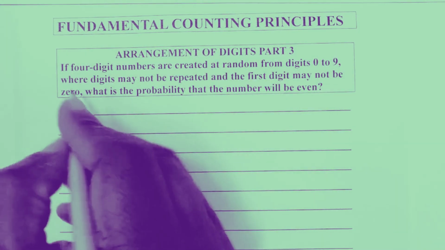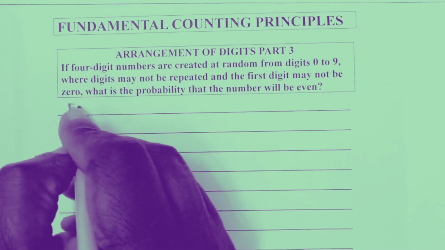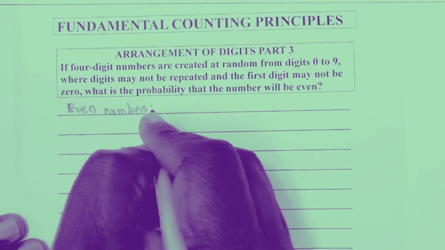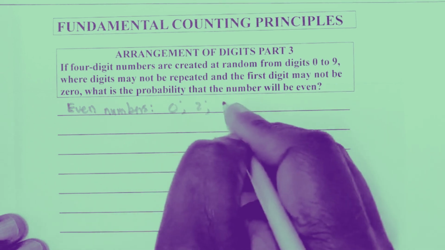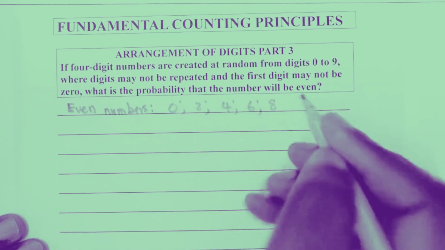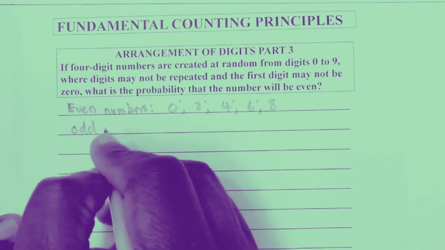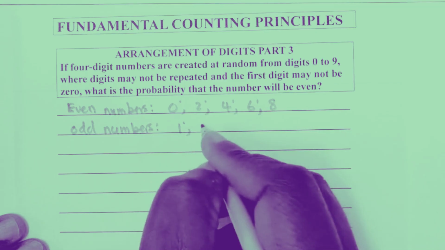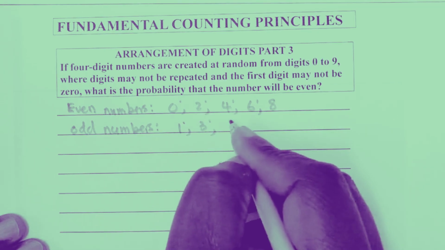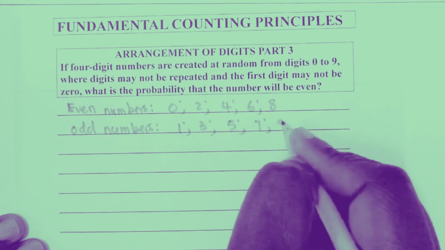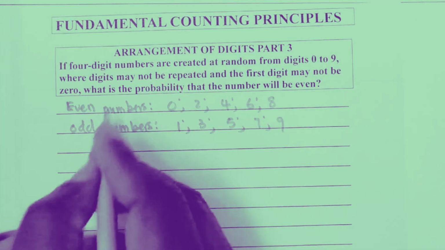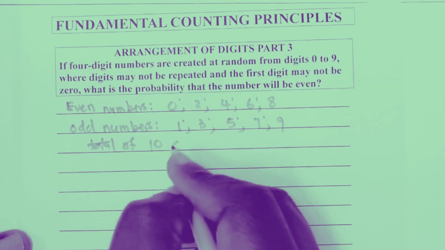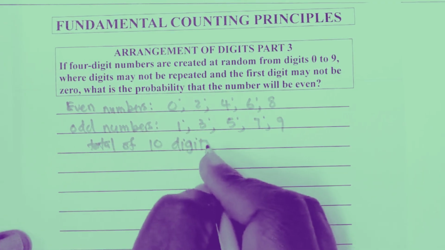I'll begin here by analyzing the question. I'm going to write down the even numbers that I have, and then the odd numbers. And I have a total of 10 digits.